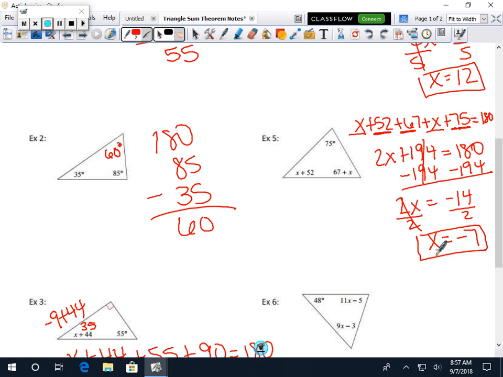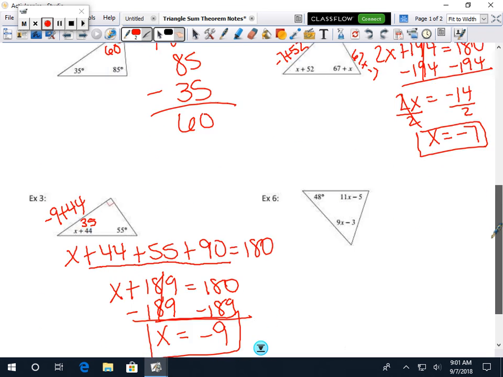Like I was saying, we got a negative answer for x, but what this means is I would plug this back into my expressions here to figure out what the angle actually equals. So here I would have negative 7 plus 52, and here I'd have 67 plus negative 7. That doesn't mean the angle is negative.